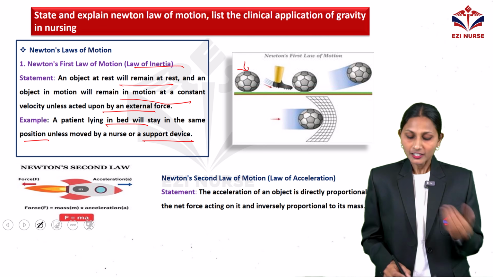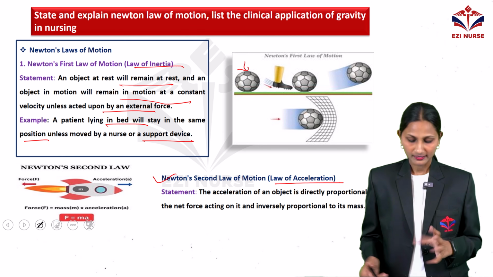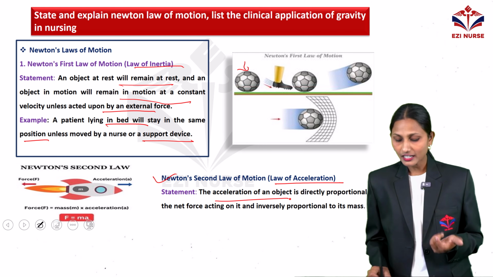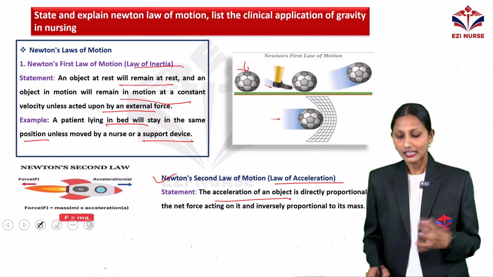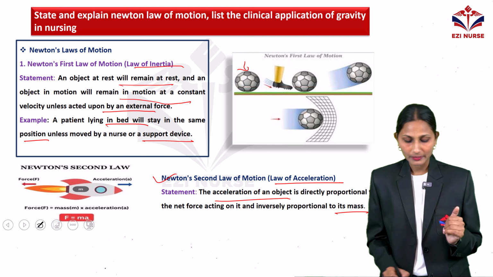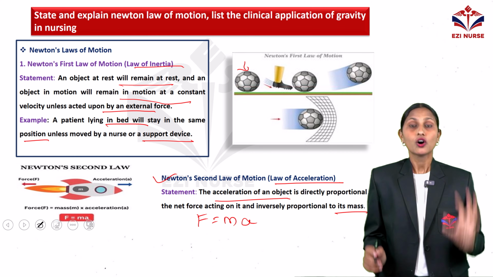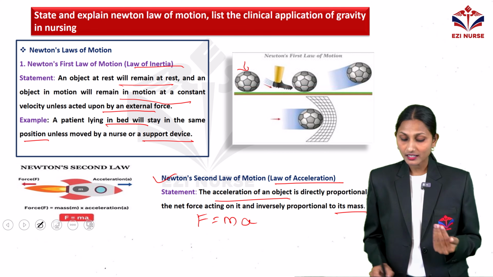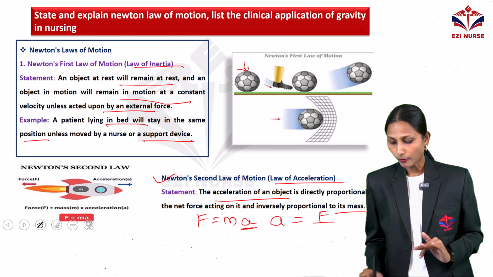Next is Newton's second law of motion, the law of acceleration. What is it saying? The acceleration of an object is directly proportional to the net force acting on it and inversely proportional to its mass. In the diagram it is given as F equals ma. So this is the second law of Newton. Then a equals F upon m.